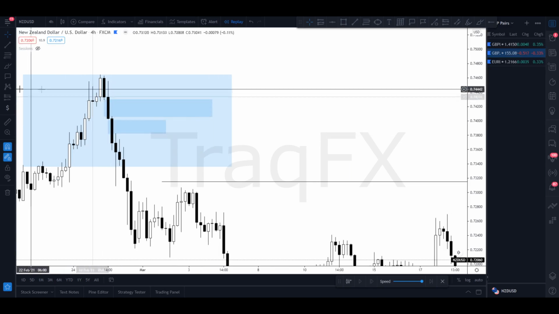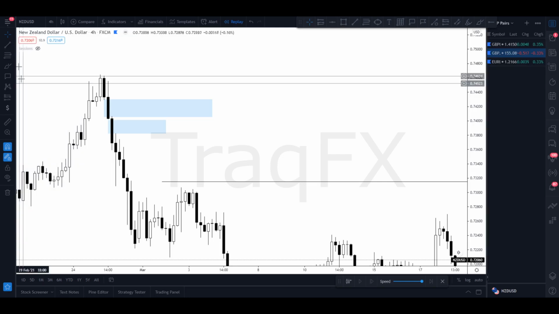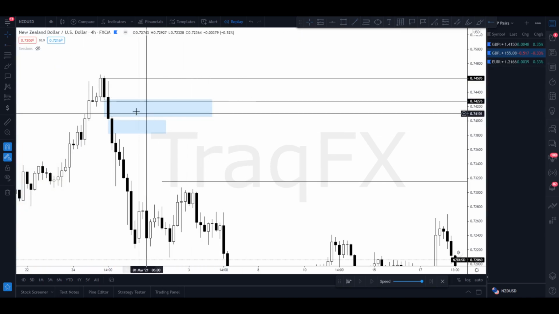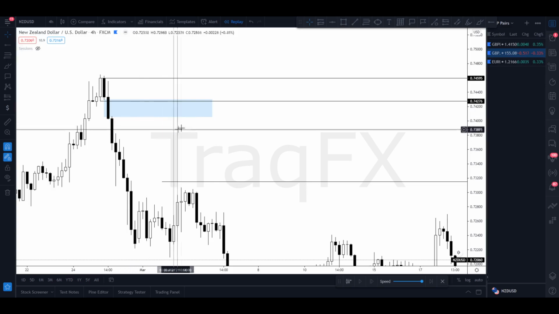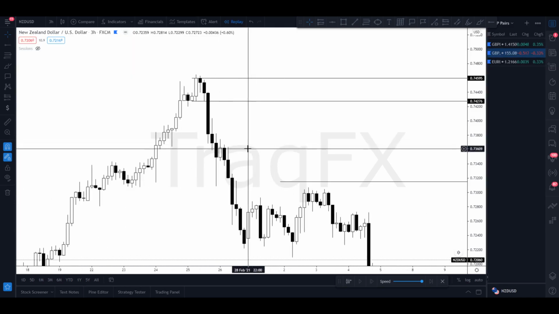Now we have imbalance right here, right beside our last institutional up candle before the major move down. So what I could simply do is refine my area of interest up to here. And guess what? There's also imbalance there. So that means the market has a reason for why it needs to come back up into there. Now I can go down to the 3-hour time frame and see if I have more imbalance.